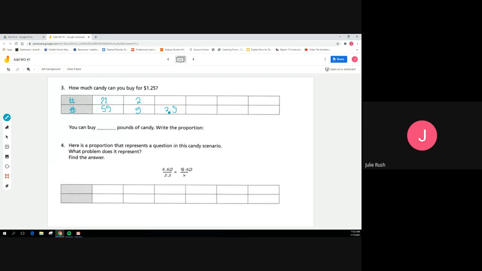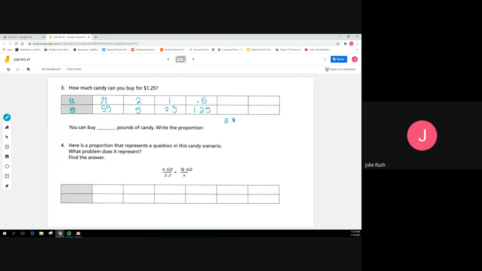If I have $2.50 and I cut it in half and I keep half and I give my friend half, each one of us is going to get 1.25. Okay, 50 cents gives you 2 quarters, and then the $2 would give you $1 each. So 1.25 is my amount of money that I was looking for. I halved 2.5 to get there, so I'm going to half 1 so I can get half a pound of candy for $1.25.